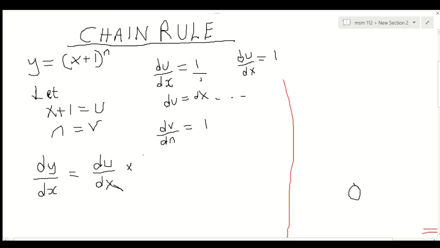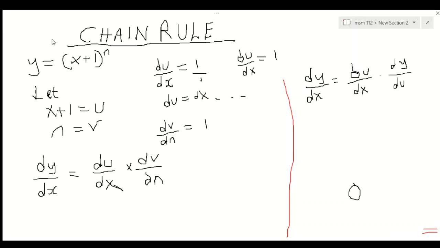Okay, so this is equal to times dv over dn. So the general formula you're going to be using is this: dy/dx is equal to du/dx times dy/du, like this. Let me just write this one properly. So this is your general formula.